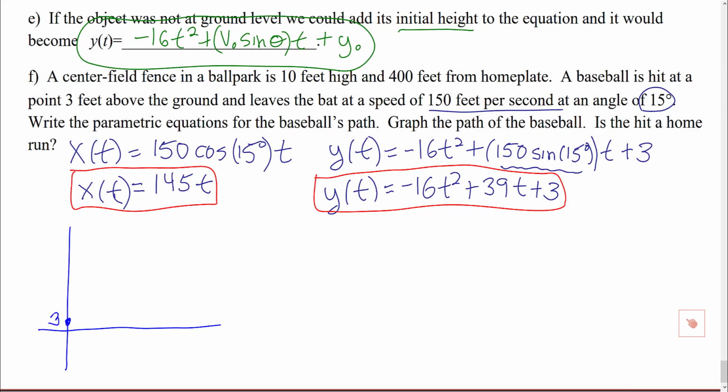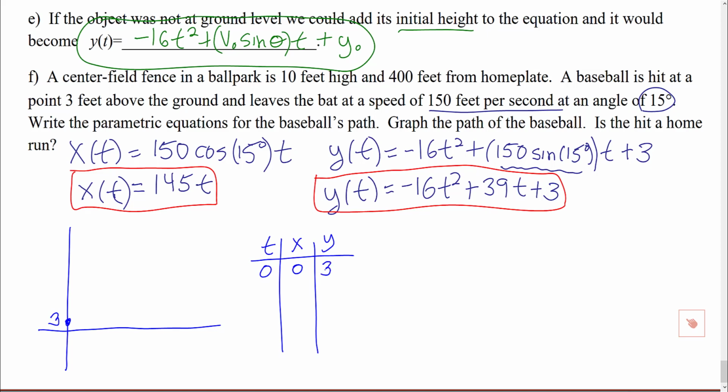Okay, and we need to model what's going on here, so let's pick some t values. So I'm going to just make a little chart here and pick some t values and figure out the x and y, and I started with 0 and the x was 0 and the y was 3. Let's do 1 second and 1.5 seconds and 2 seconds and just kind of see what's going on here.